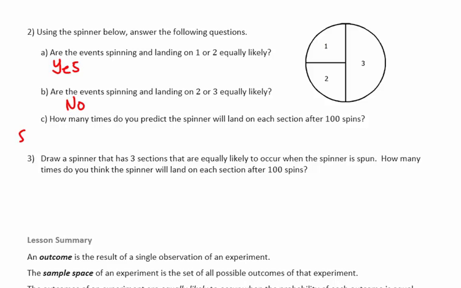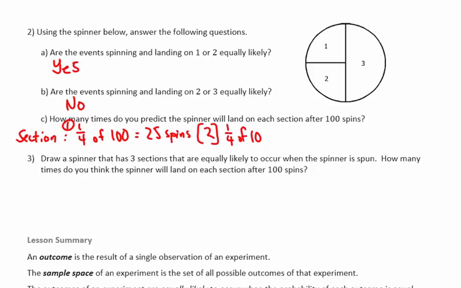So section 1 is 1/4 of the spinner. So 1/4 of 100 is 25 spins. So section 1. Section 2 is 1/4 of the spinner. So 1/4 of 100 again is 25 spins. And section 3 is a half of the spinner. So a half of 100 would be 50 spins.